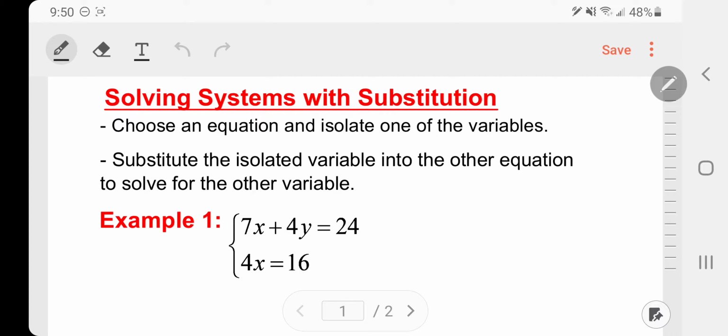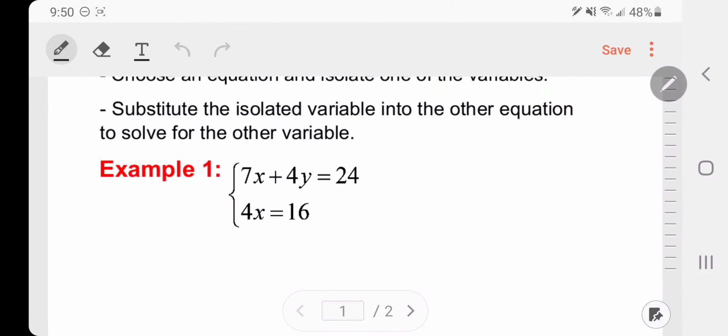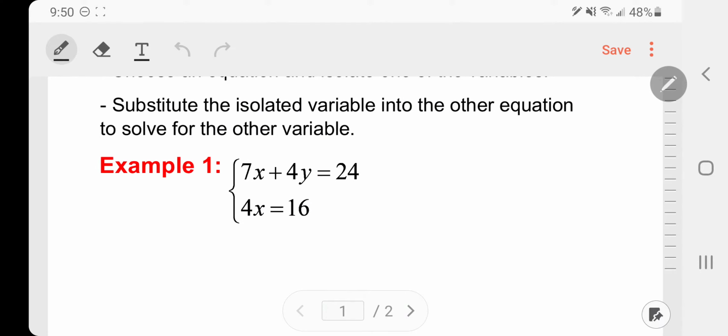Again, you're looking for both x and y when you're solving these equations, and your solution is going to be the point of intersection between your two lines or your two equations in your system.